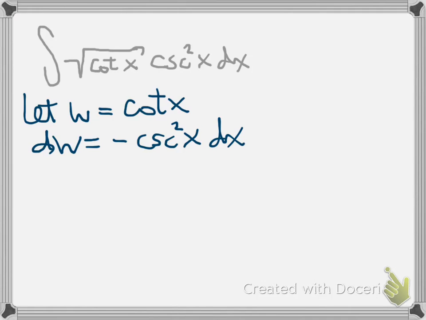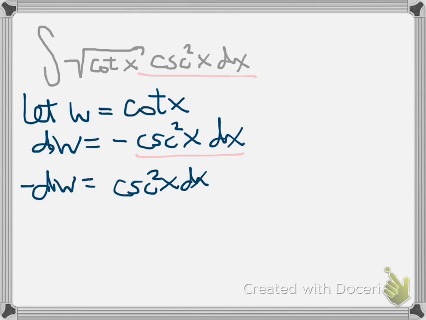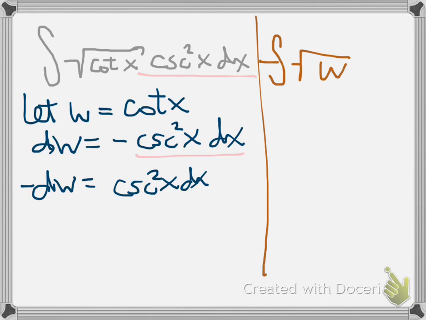And that works out nicely right there, because we have that cosecant squared x there, which is what I need. I do have an extra negative that I have to account for, so I'm going to multiply both sides by a negative to rewrite this: negative dw equals cosecant squared x dx. And then I can now make my substitution, and after the substitution, we end up having the negative, which I'll put out in front of the integral, square root of w dw. I'm a little sloppy right now. I'm sorry.